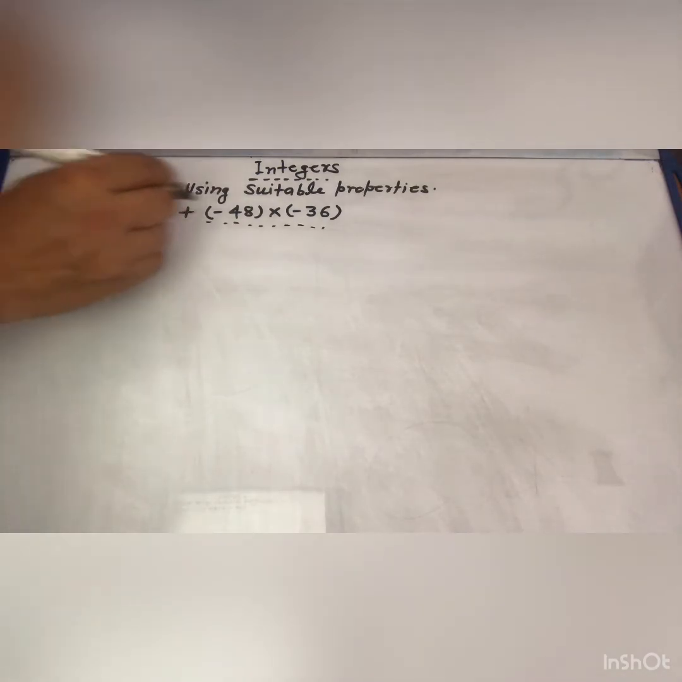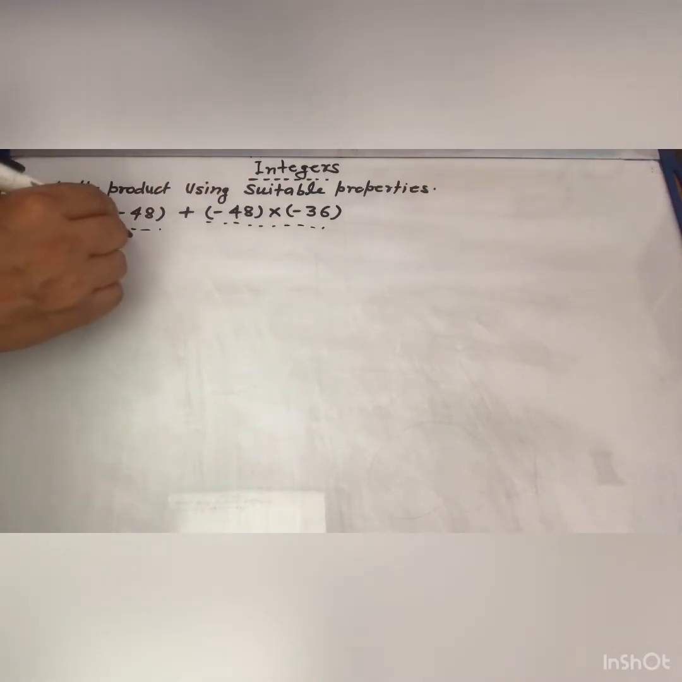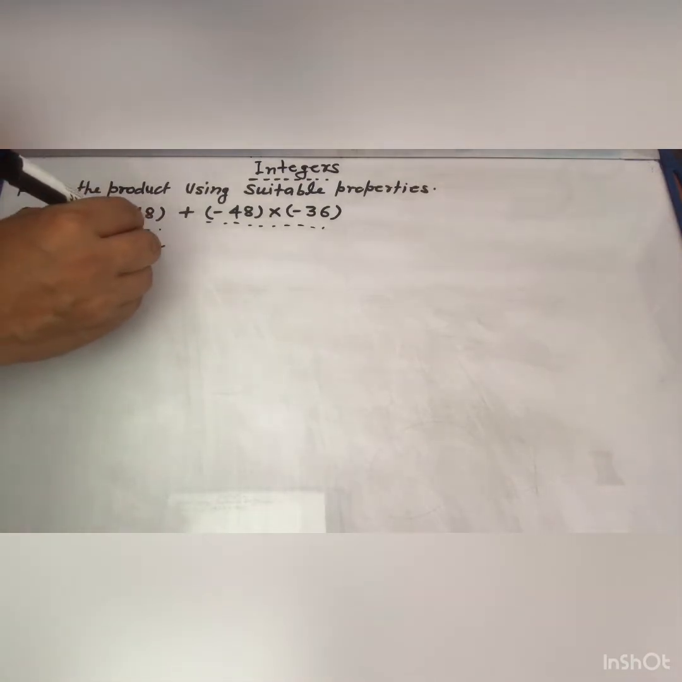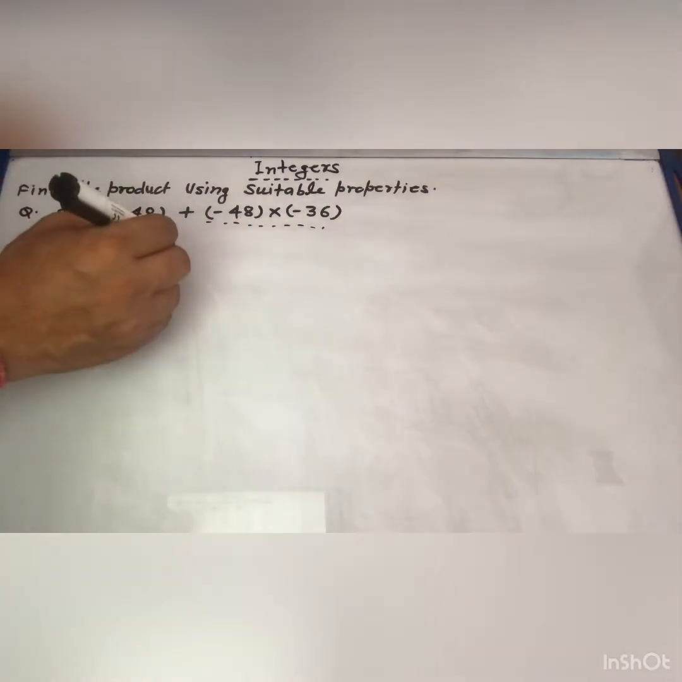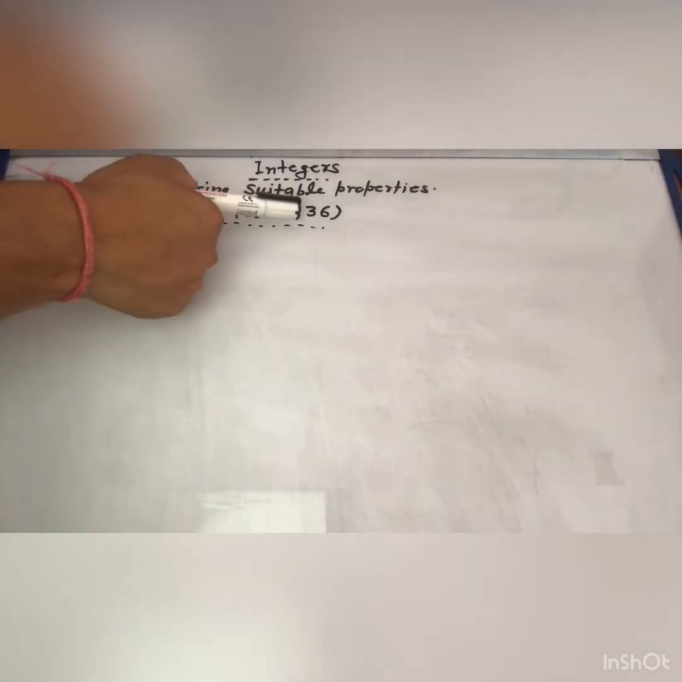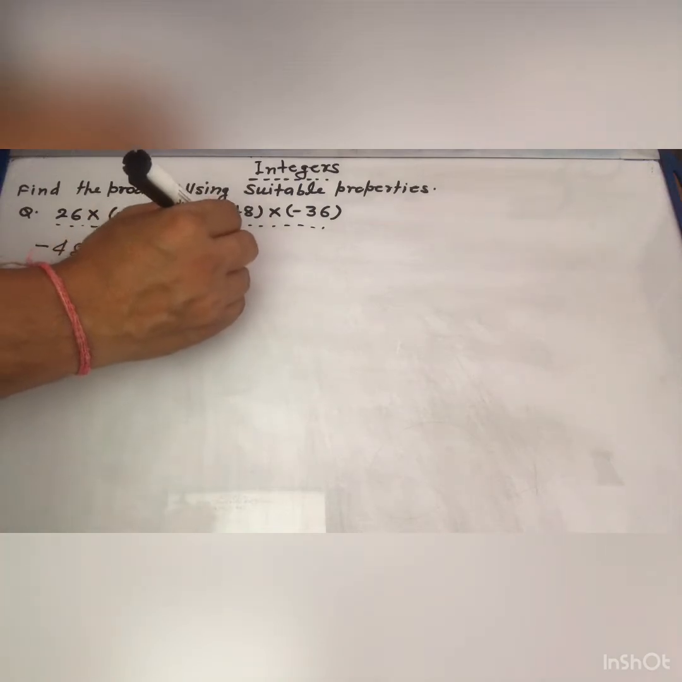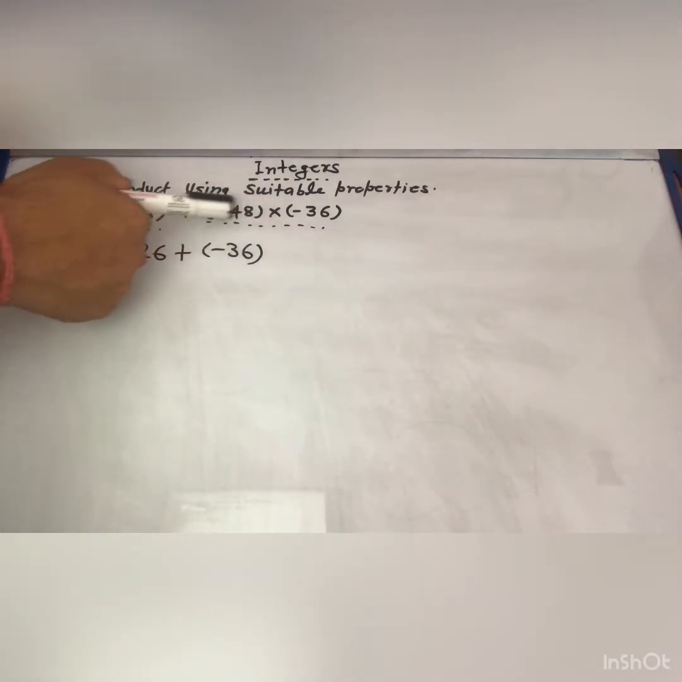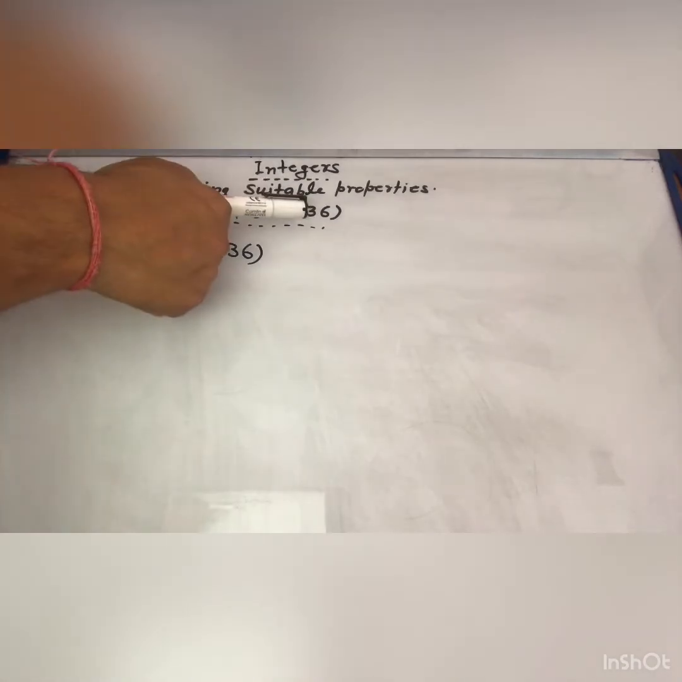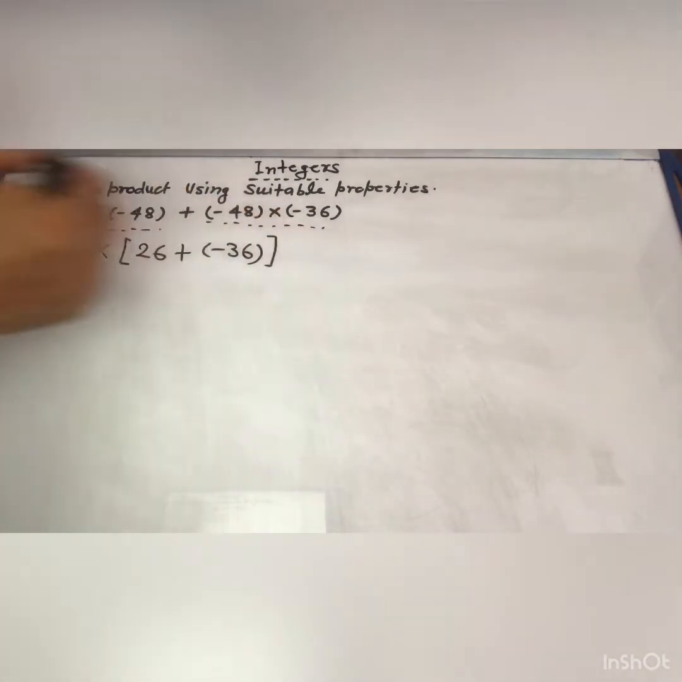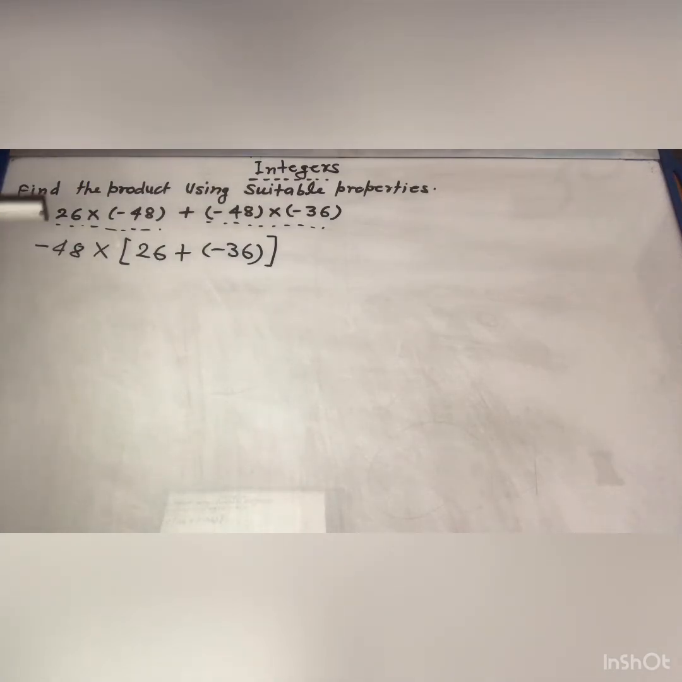After that, here is the sign of multiplication, you put the sign of multiplication and then put the bracket. After that, when you write this minus 48 just here, then the remaining thing is 26. This is a plus sign, so you put plus here, and now minus 36 is remaining in the second term, because minus 48 you have already written in this place. So the remaining thing is minus 36. After that you close the bracket. This process is known as taking minus 48 as common.